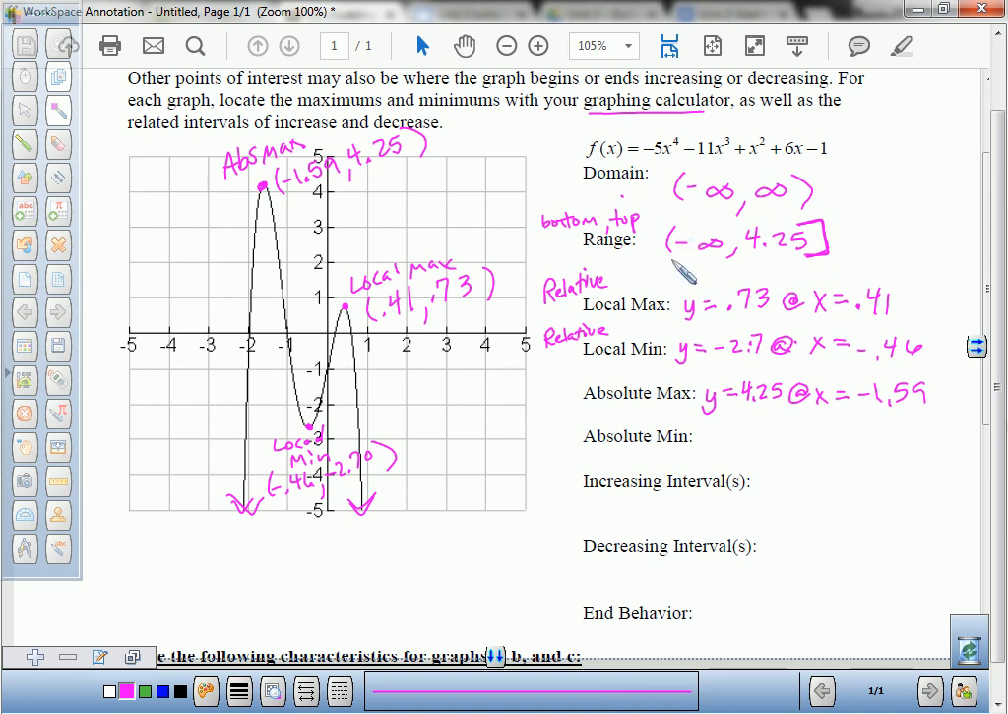Now, the reason we don't use the parentheses with infinity is that infinity is not a number. It's an idea. We can never get there. Every time I say infinity, do any of you think of Toy Story? Infinity and beyond. Thank you. Okay. All right. This one has no absolute min.